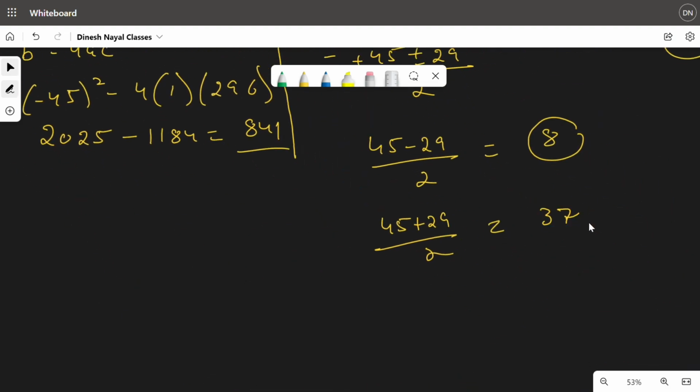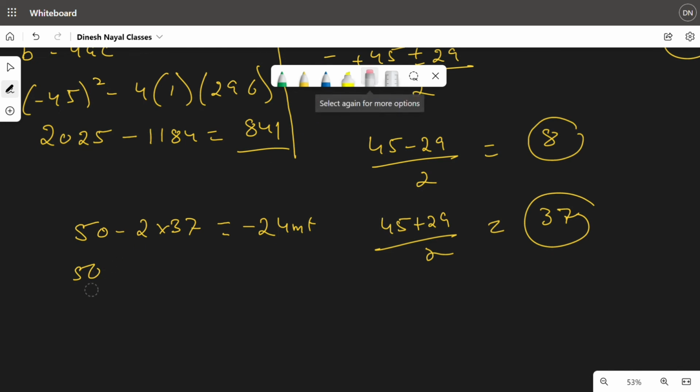Now when we take 37, what will be the dimension of the pond? The dimension will be 50 minus 2x, that means 50 minus 2 into 37. That will give us a negative answer, which is minus 24 meter, which is not possible. Similarly, the breadth will be 40 minus 2 into 37, that will give us minus 34 meter. So our answers are negative, so you have to neglect this value.